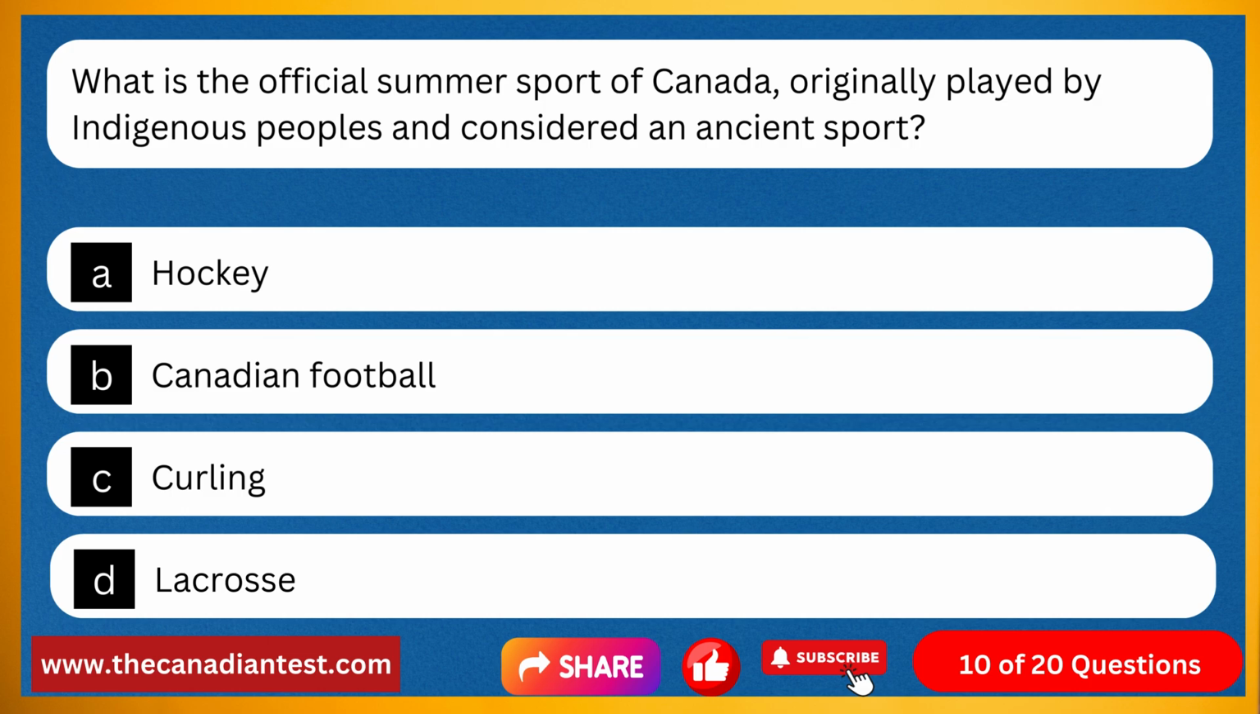Question 10. What is the official summer sport of Canada, originally played by Indigenous peoples and considered an ancient sport? Option A, hockey. Option B, Canadian football. Option C, curling. Option D, lacrosse.